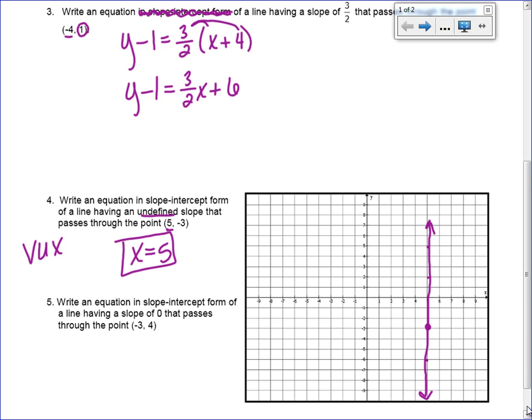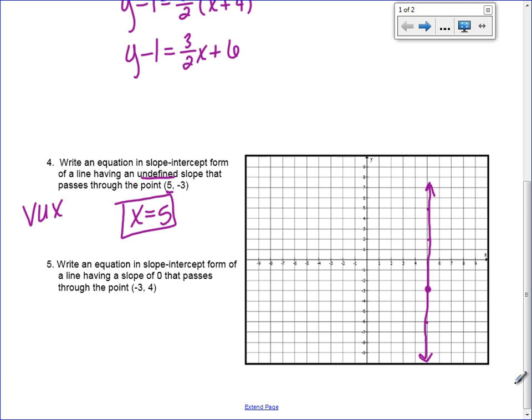So let's try number 5. We're going to write an equation in slope-intercept form of a line that has a slope of 0 and that passes through the point -3, 4. Well, if it has a slope of 0, that means I have a horizontal line. And on horizontal lines, y is always the same number. So if I look at my point here, y equals 4, which tells me that my equation is going to be y equals 4.